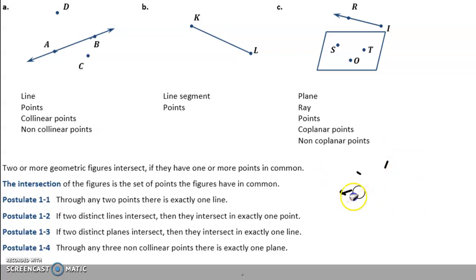So if we were to draw 2 points, there is only one line that will go through those 2 points. And hopefully I will be able to draw that. Okay, so that's the definition. That's what postulate 1-1 says. Through any 2 points, there's exactly one line. We can only write or draw one line. That's why when we name a line, we use 2 points, because that tells us specifically which line we're talking about.